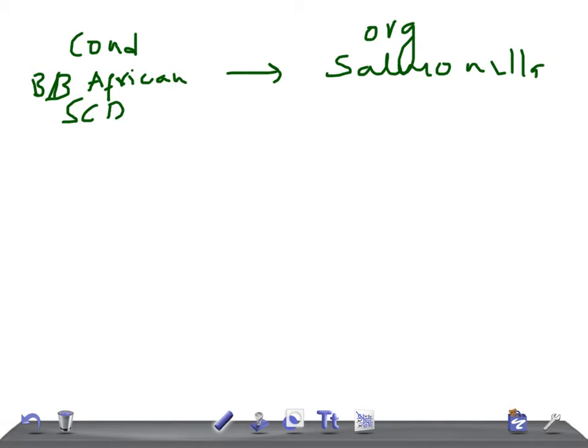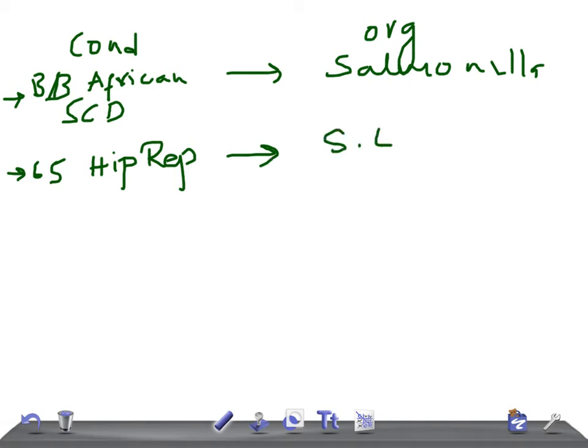Now let's talk about a 65-year-old female patient who underwent hip replacement years back, and now she has developed osteomyelitis. So here the important thing is a hip replacement. What would be the organism that can cause osteomyelitis in this patient? Any guess? Let me tell you. It's Staphylococcus epidermidis. That's really very important.